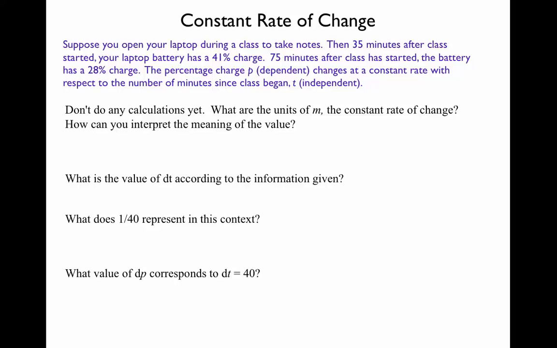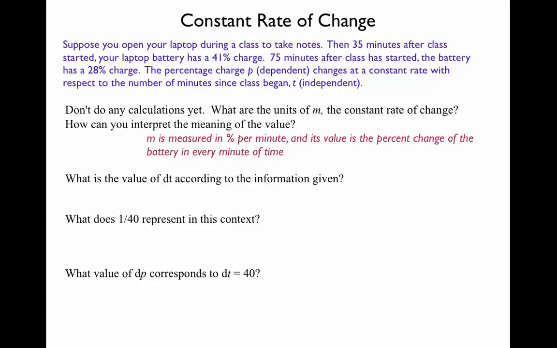Yep. It's a percentage of battery loss. It's the percentage of battery loss per minute. That's the meaning of that value. Corey. Percentage. M. Yeah, good. He said for any change in minutes, the change in percentage will be M times that change in minutes. Good. So M is percent per minute, and its value is the percent change of the battery every minute of time.